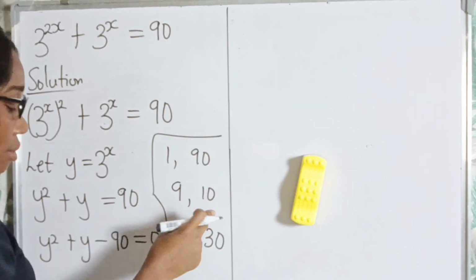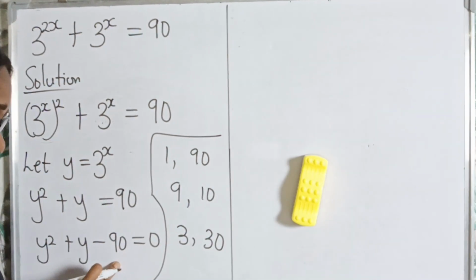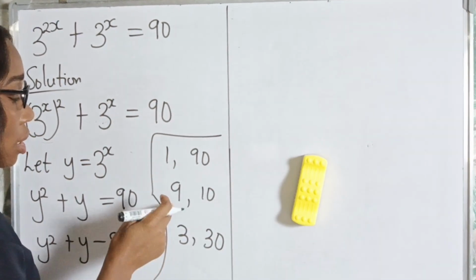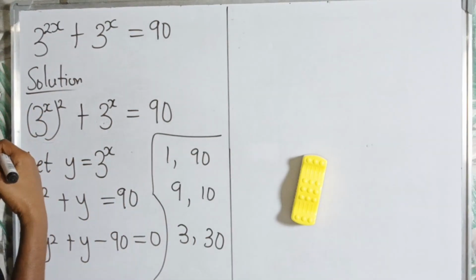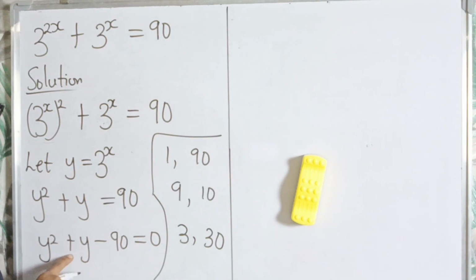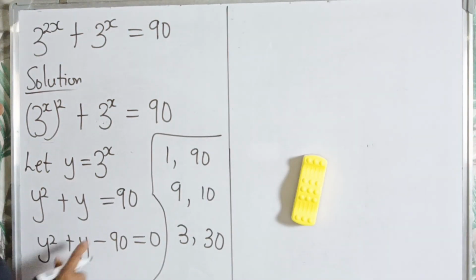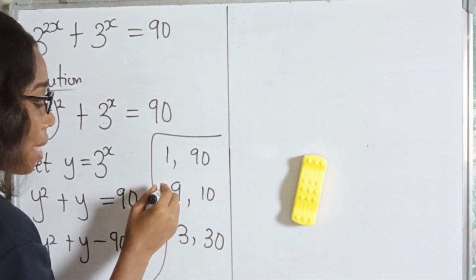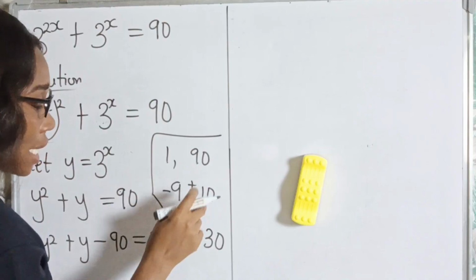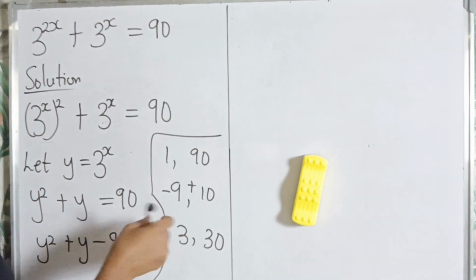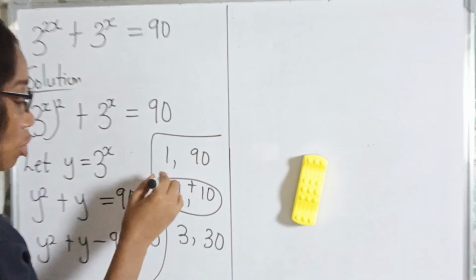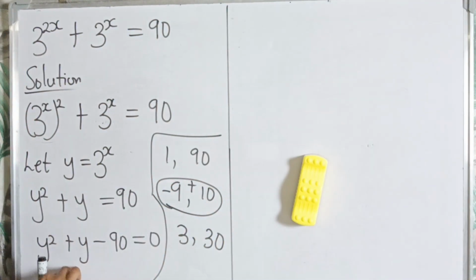9 times 10 will give us 90. 9 minus 10 will give us minus 1, and what we need here is plus 1. So that's to say minus 9 plus 10 will give us plus 1. So this is the right factor that we need to use here.